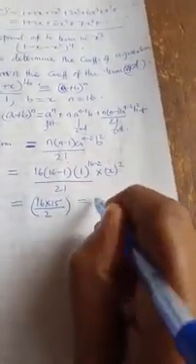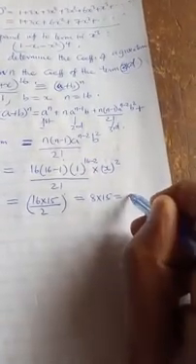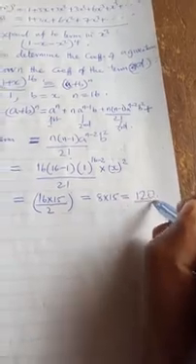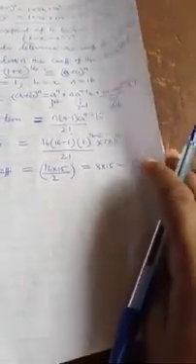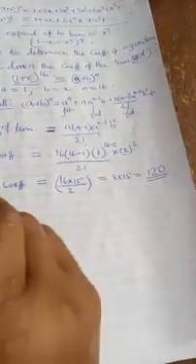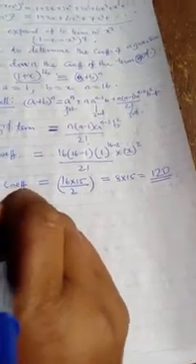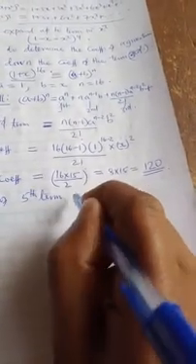Therefore, the coefficient will be 8 times 15, and this will give us 120. The coefficient will give us that. They can ask us to find the coefficient of the fifth term.